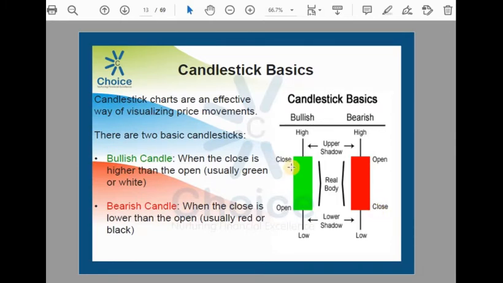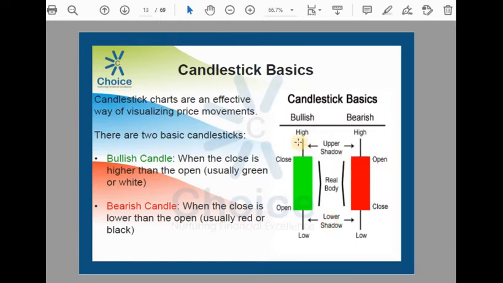Each candlestick has four primary components: open, close, high, and low. This corresponds to both bullish and bearish candlesticks. All candlesticks will always have these four components in common.